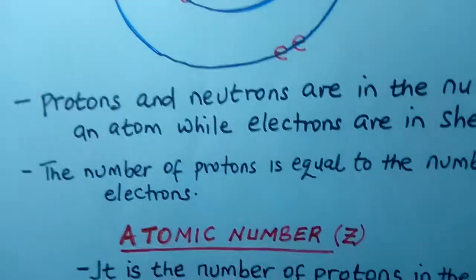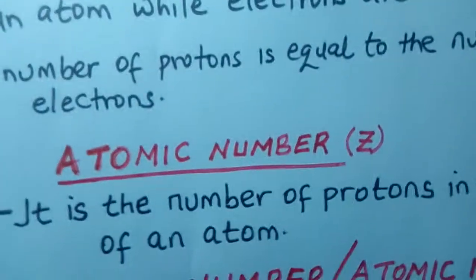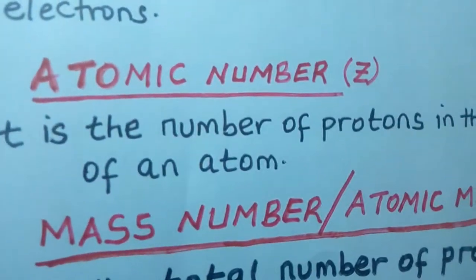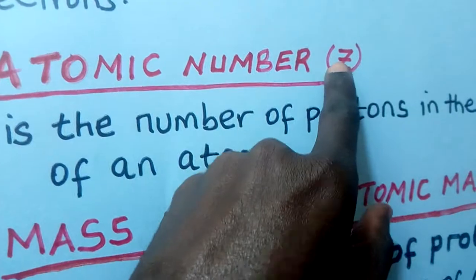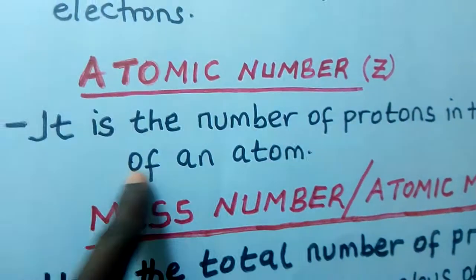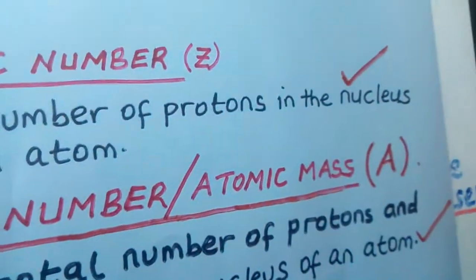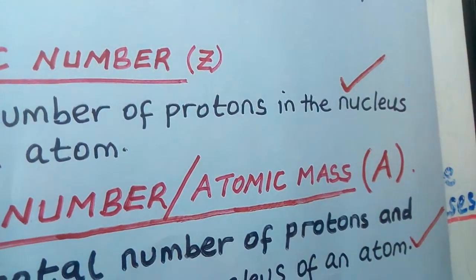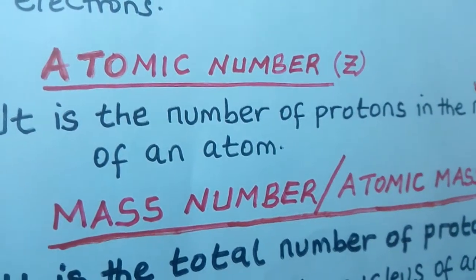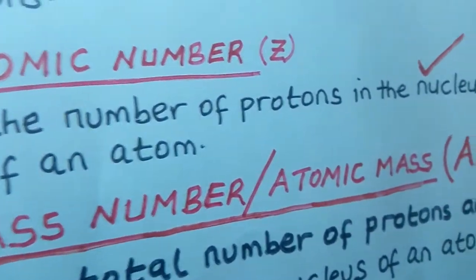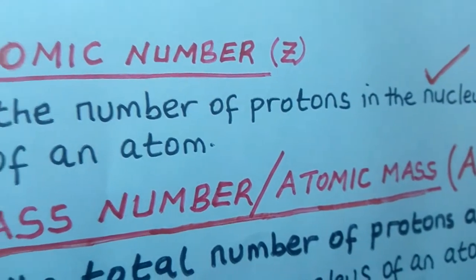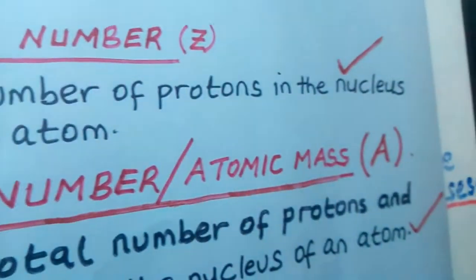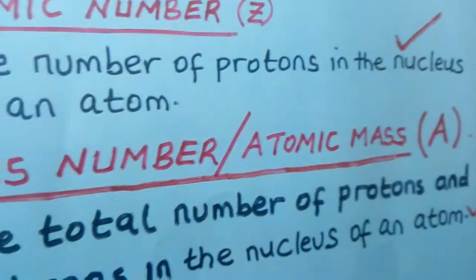Now, whenever we talk about an atom, there are some words which we cannot miss. One of them is atomic number. Atomic number, we always use the letter Z to represent. Atomic number simply means the number of protons, the number of positive charges. And remember, the protons are in the nucleus of an atom. The number of protons, the number of positive charges alone, that is atomic number. The number of protons in the nucleus of an atom.